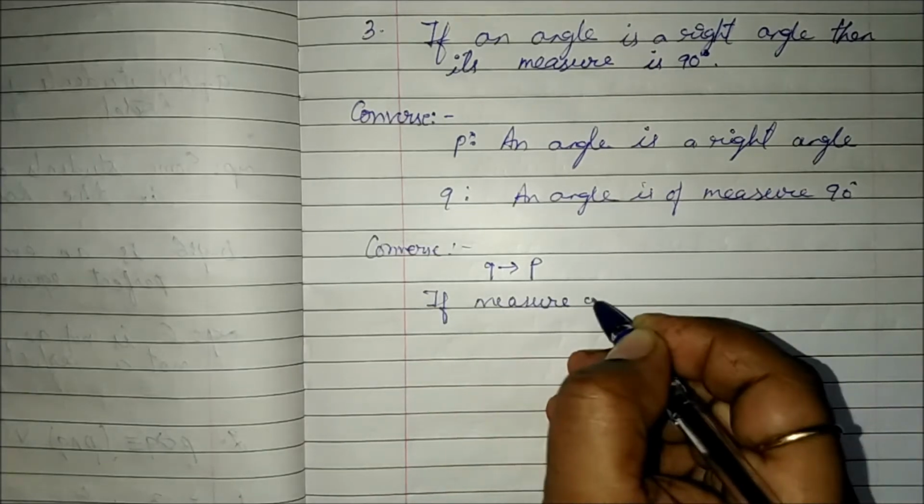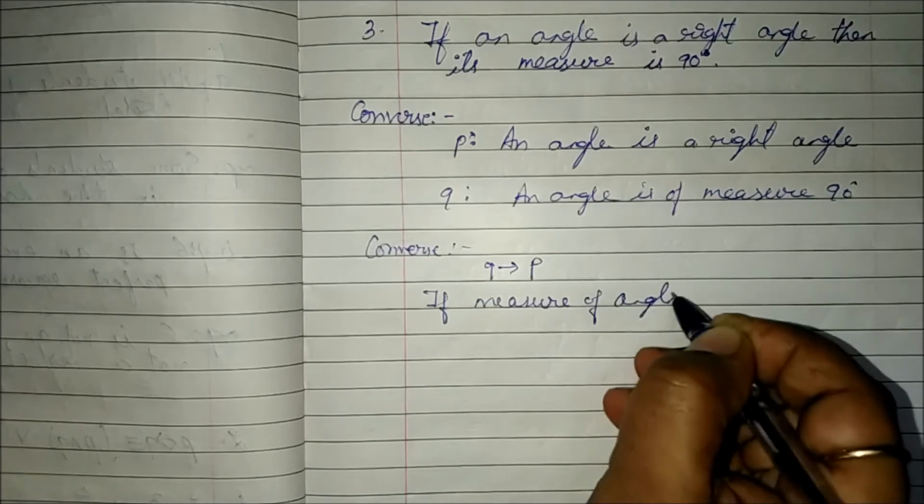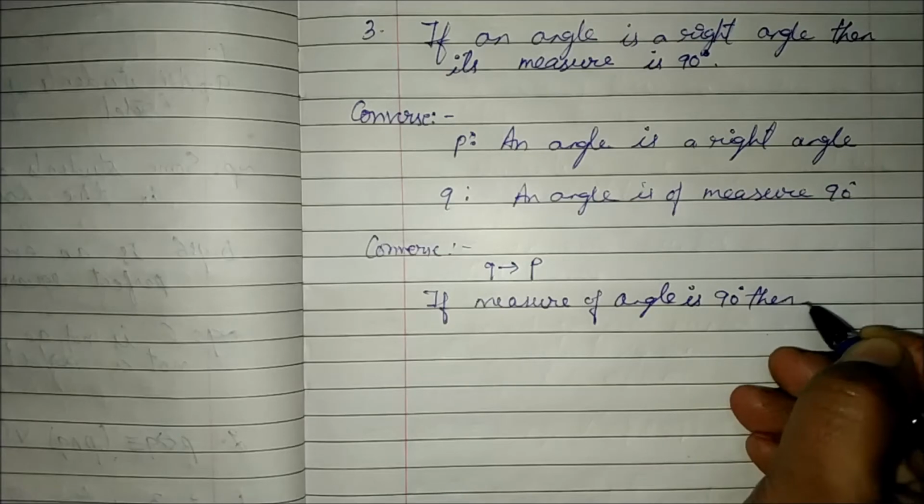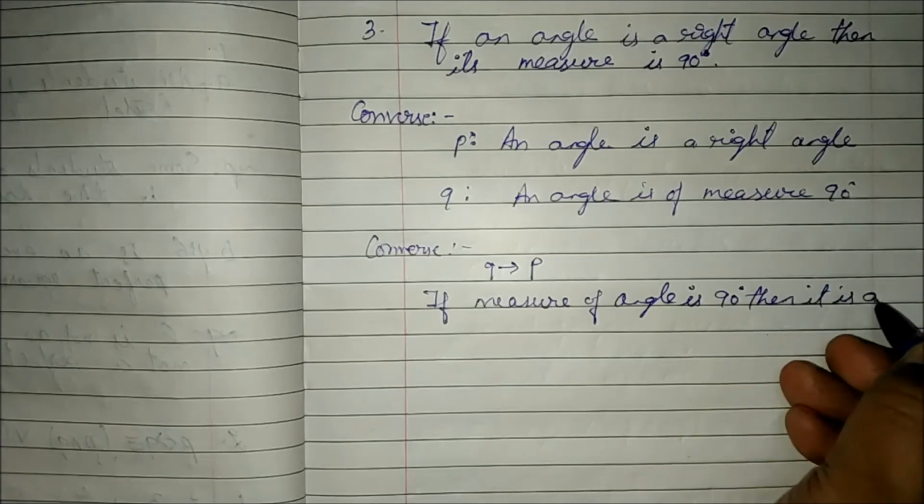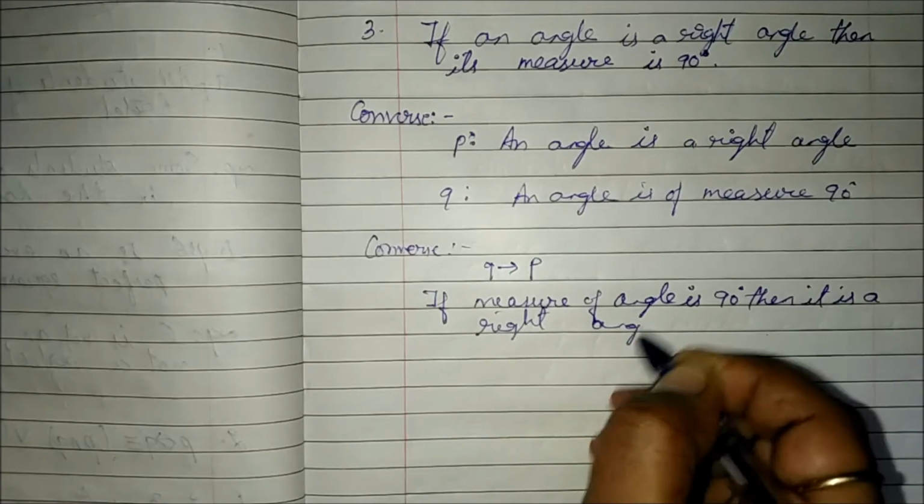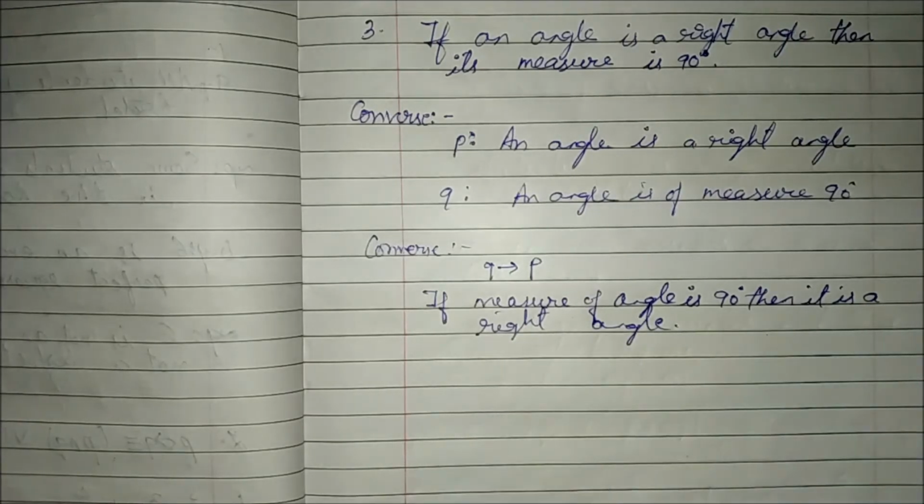So we write, if measure of angle is 90 degree, then it is a right angle. Okay, this is converse.